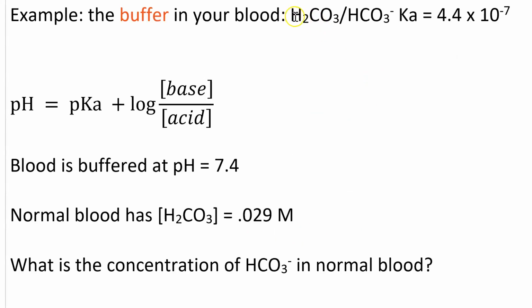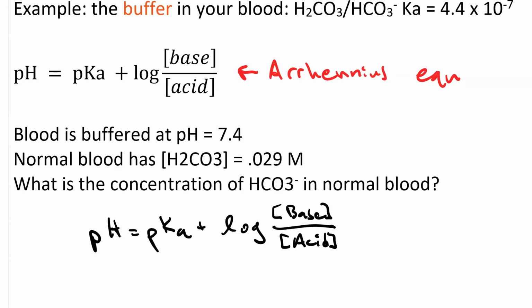Your blood uses the carbonic acid hydrogen carbonate buffer system, and the Ka of carbonic acid is 4.4 times 10 to the negative 7th. The pH of a buffer solution is equal to the pKa plus the logarithm of the concentration of the base over the concentration of the acid. Now, blood is buffered at a pH of 7.4. Normal blood has a carbonic acid concentration of 0.029 molar. What's the concentration of the hydrogen carbonate ion in normal blood? This equation, by the way, is called the Henderson-Hasselbalch equation.